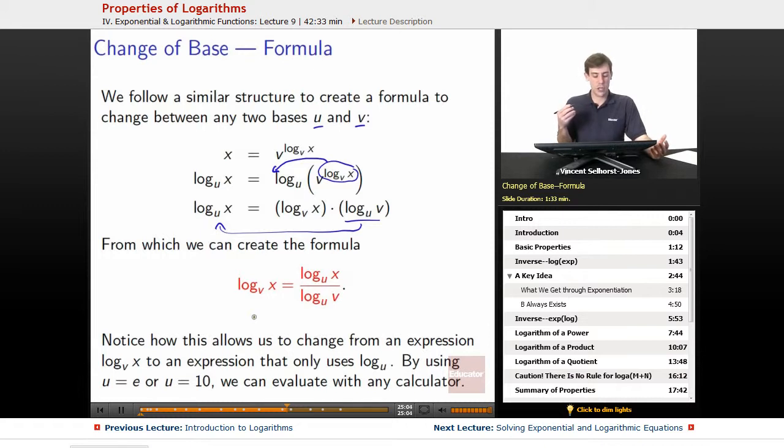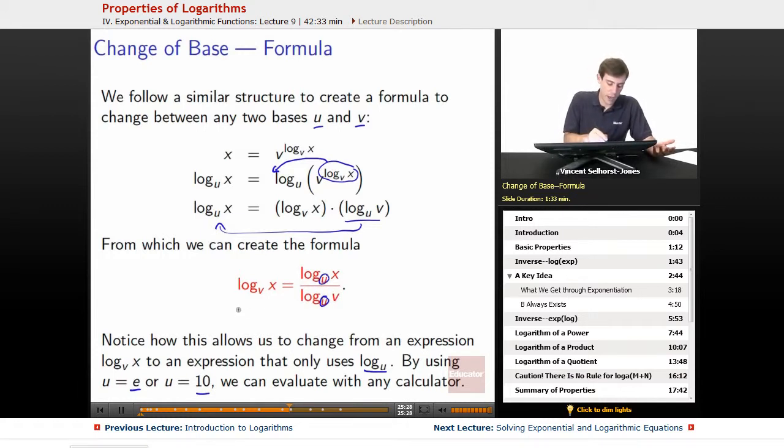Notice that this allows us to change from an expression log base v of x into an expression that only uses log base u. Now if we choose our u to be either e or 10 or whatever is convenient for the problem we're working on, we'll be able to evaluate it with any calculator at all, right? Since every calculator we'll be using has natural log and common log, base 10 log buttons, we'll be able to evaluate with any calculator because we'll be able to change out the u's over here.